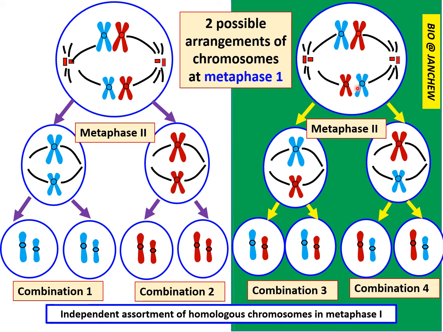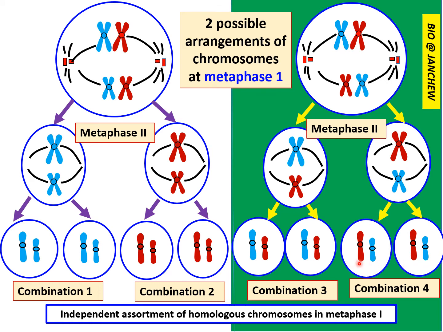Okay, so following the same process, we will find that these two chromosomes will come together in the same cell, and then in anaphase 2, the sister chromatids will separate, and finally you get the third combination of paternal and maternal chromosomes, or the third genetic composition in the cell, and this is the fourth.